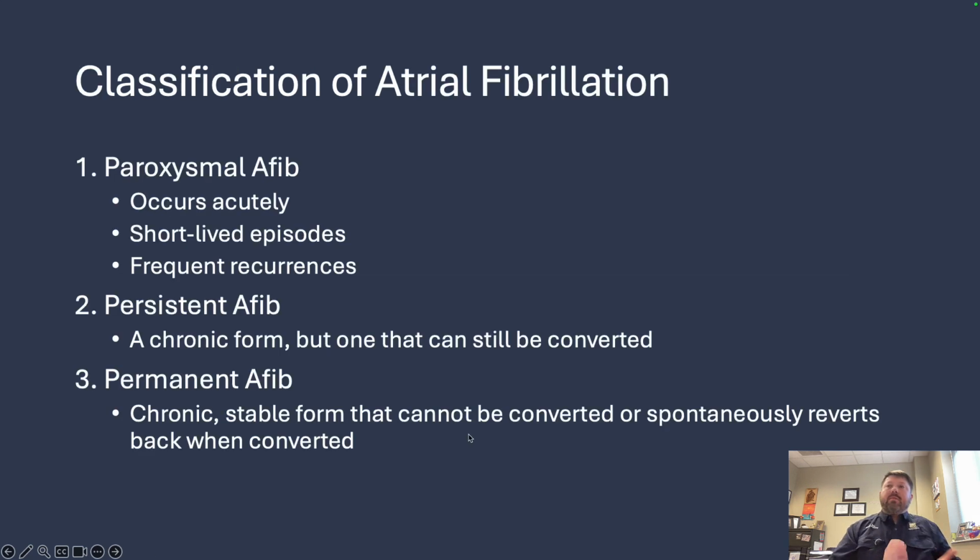Now, there's a couple of different classifications of atrial fibrillation. You've got paroxysmal atrial fibrillation, which is an acutely occurring atrial fibrillation, and it is short-lived, but it can occur frequently. Persistent AFib is a chronic form, but it could still be converted. And then you've got permanent AFib, which is what you see in a lot of people, older patients especially, and it's a chronic stable form that cannot be converted or spontaneously reverts back when it is converted.